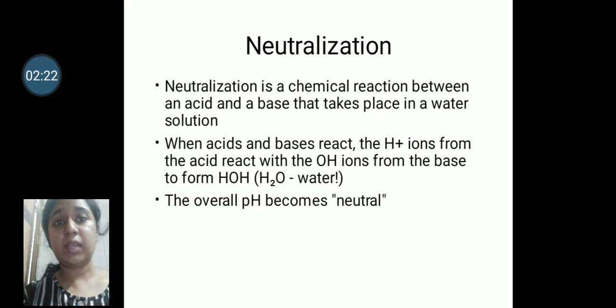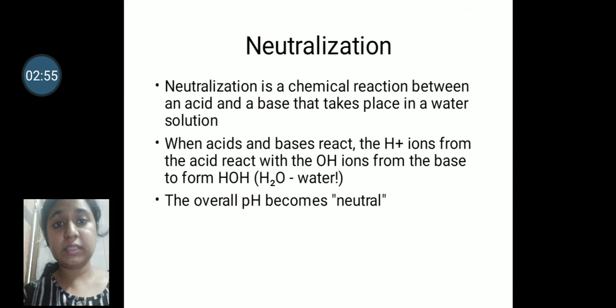Now what is a neutralization reaction? A neutralization reaction occurs when an acid and a base react in a water solution. That means whenever an acid and base react together, the H+ ions from the acid react with the OH- ions from the base and form HOH, that means water. Whenever an acid and base react together, the overall reaction becomes neutral and the pH becomes 7. That reaction is known as a neutralization reaction.